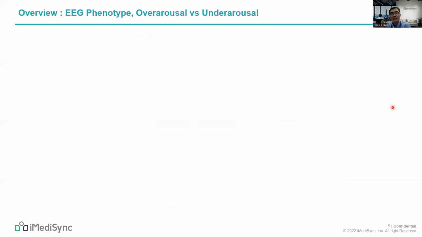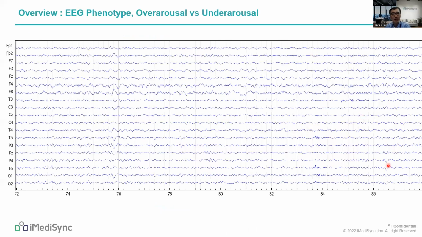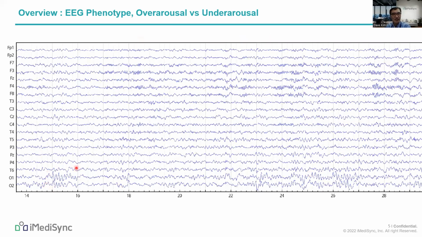I'd like to briefly show under-arousal and over-arousal raw data as an example in iSync Brain. This EEG raw data is a very slow wave under-arousal pattern. And this is the normal alpha rhythm in the back of the head. And in this case, the beta spindle in the frontal area is a kind of over-arousal.